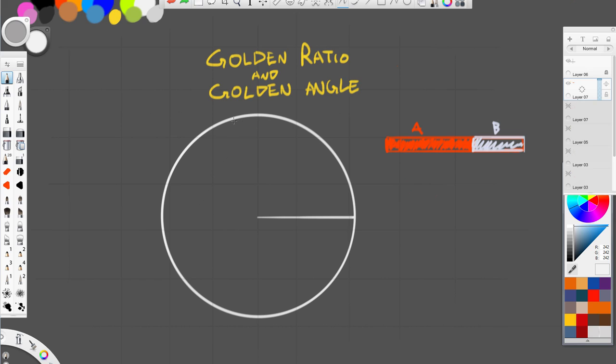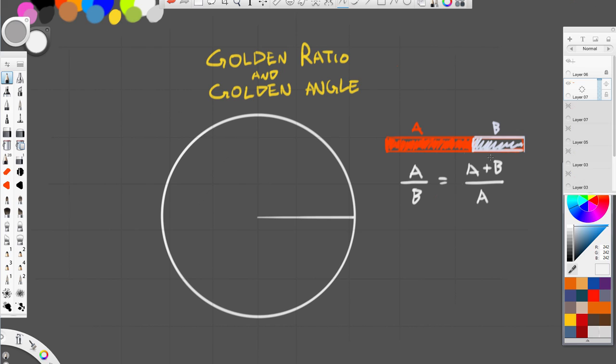On the right hand side we've got a line, and we've essentially divided it into two parts, A, which is bigger, and B, which is a bit smaller. And this division right here is a really special point along this line. This is the point at which A over B is equal to A plus B over A.